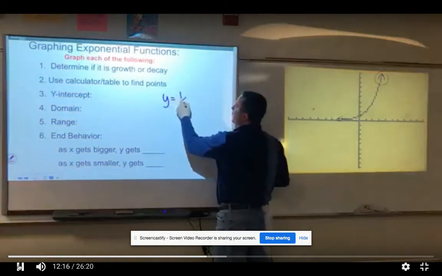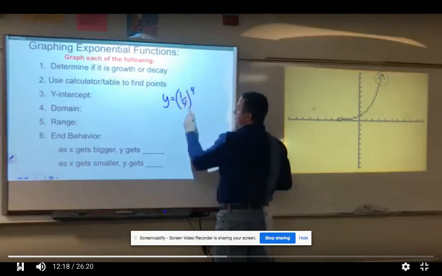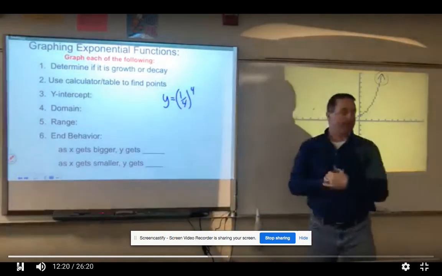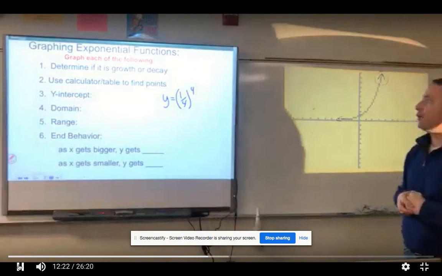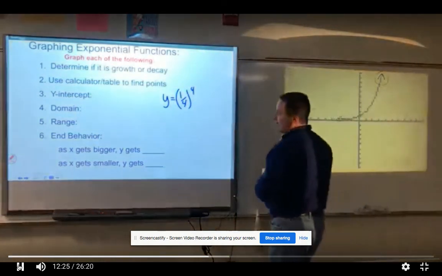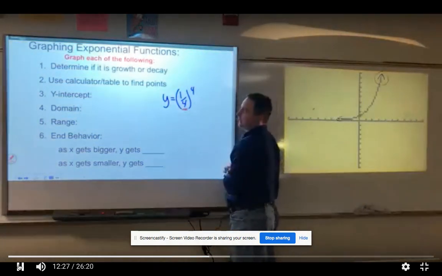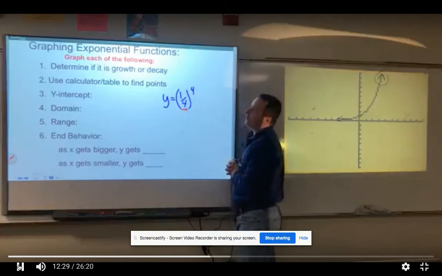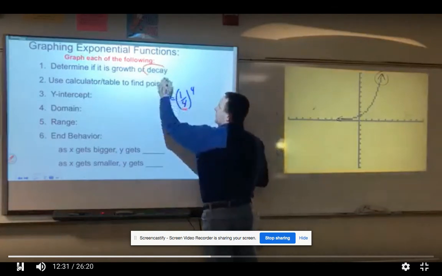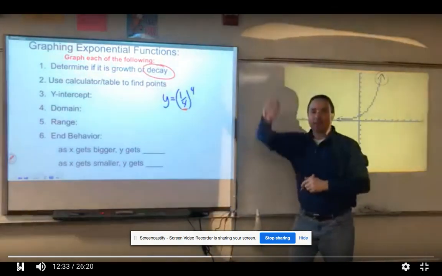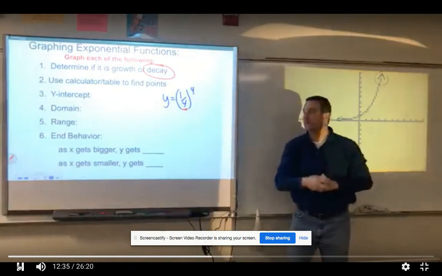Y equals 1/4 to the x power. Okay, well, can we answer that question? Is it growth or decay? Well, if I look carefully at the letter B here, B is less than 1. 1/4 is less than 1, so this one's going to be exponential decay. And eventually, this graph should go down.